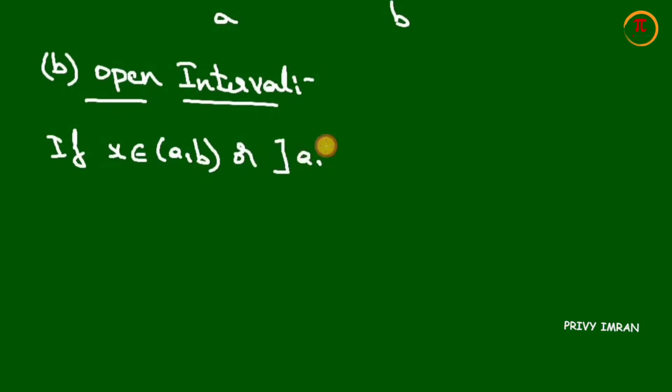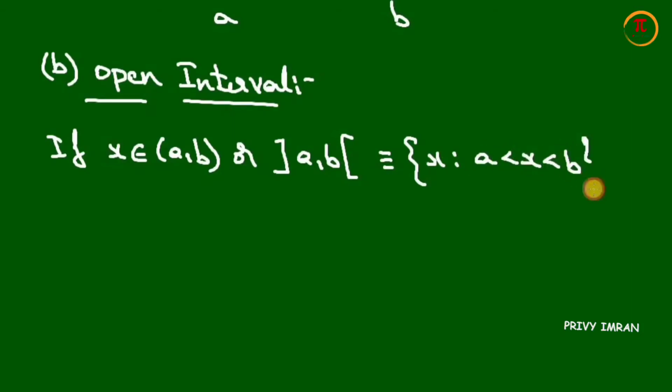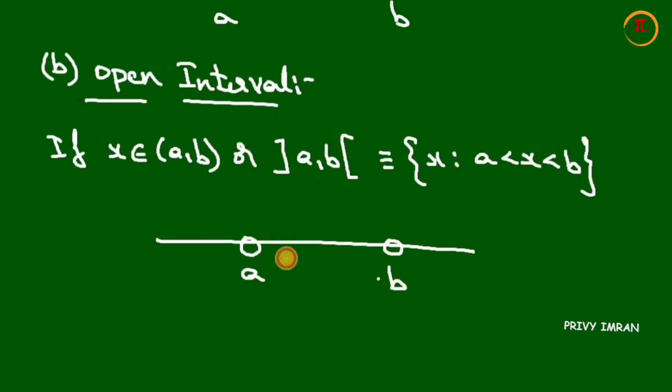Now, let us discuss open interval. If x belongs to open interval (a, b), then x implies a is less than x less than b. On the number line, x satisfies all the values in between a and b, excluding a and b.